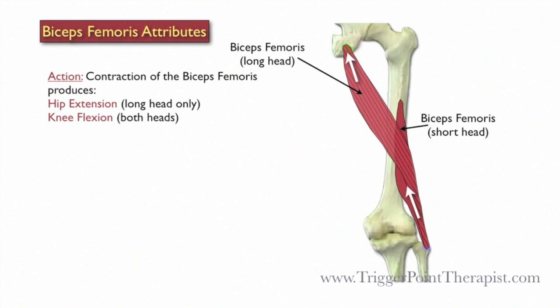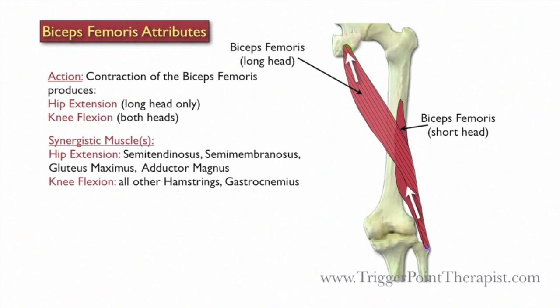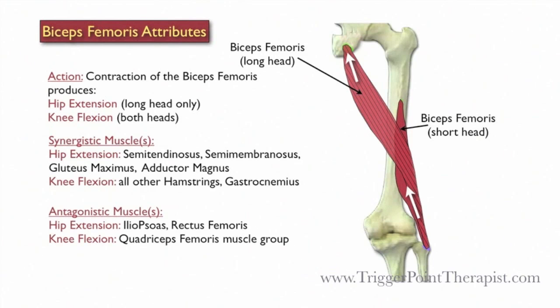Contraction of the long head of the biceps femoris produces hip extension, while contraction of both heads of the biceps femoris produces knee flexion. The other hamstring muscles and the gluteus maximus and adductor magnus are synergistic during hip extension, and again, the other hamstring muscles and the gastrocnemius are synergistic during knee flexion. The iliopsoas and rectus femoris oppose the biceps femoris during hip extension, and the quadriceps femoris group opposes the biceps femoris during knee flexion.